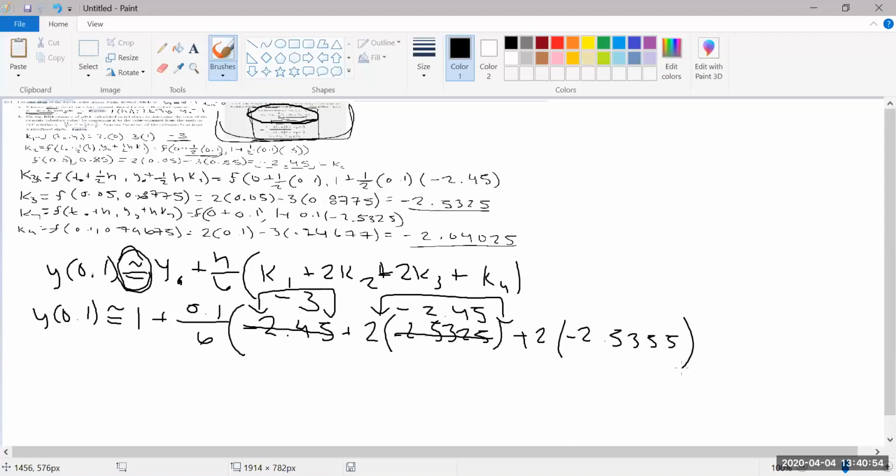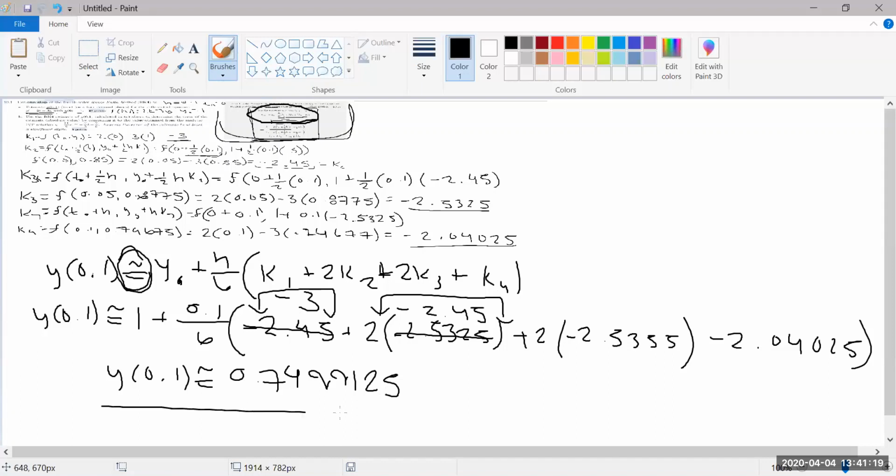And then for our k4, we got a -2.04025. Okay, and when you plug in all those numbers to your calculator, you should get y evaluated at 0.1 is approximately equal to 0.7499125. And that is your answer for part A.